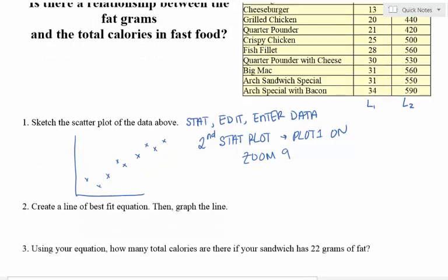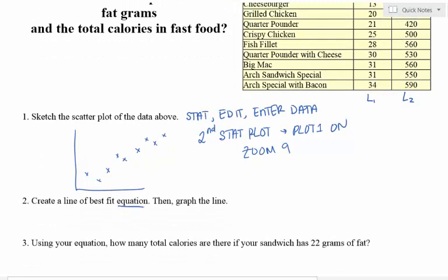Then I need to create a line of best fit equation. So the first thing I need to do is find the equation. I'm going to go to Stat, over to Calc, linear regression. That's what that's short for, LinReg.